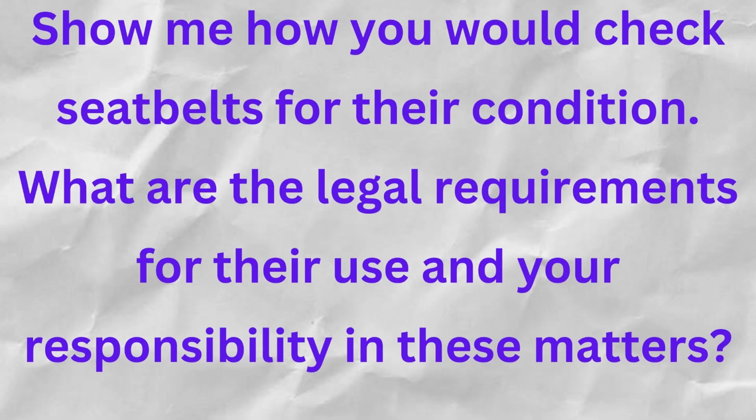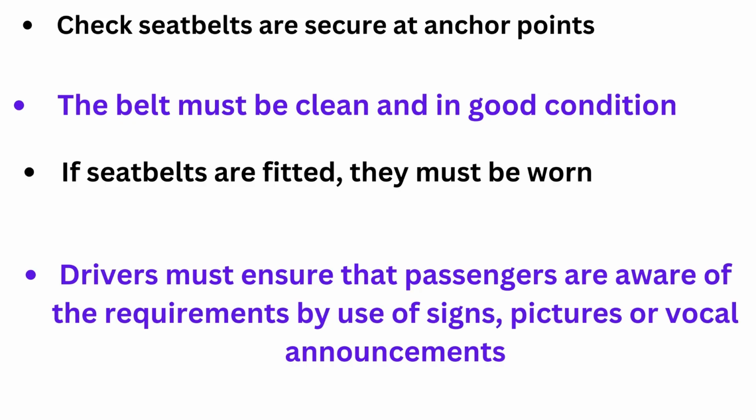Show me how you would check seat belts for their condition. What are the legal requirements for their use and your responsibility in these matters? 1. Check seat belts are secure at anchor point. 2. The belt must be clean and in good condition. 3. If seat belts are fitted, they must be worn. 4. Drivers must ensure that passengers are aware of the requirements by use of signs, pictures or vocal announcements.